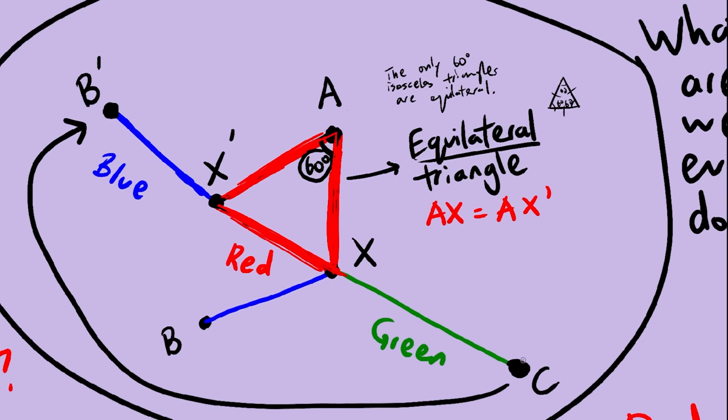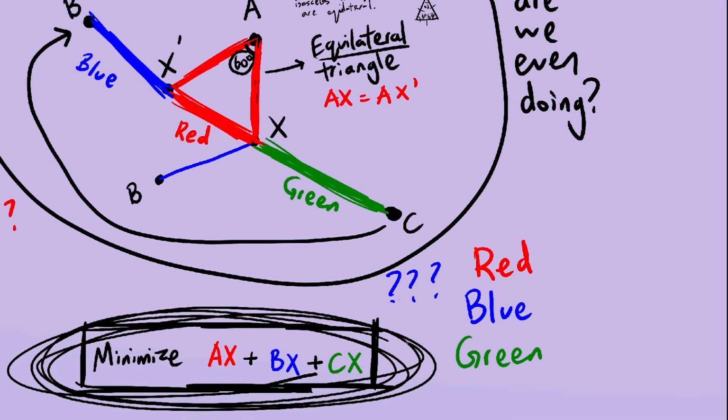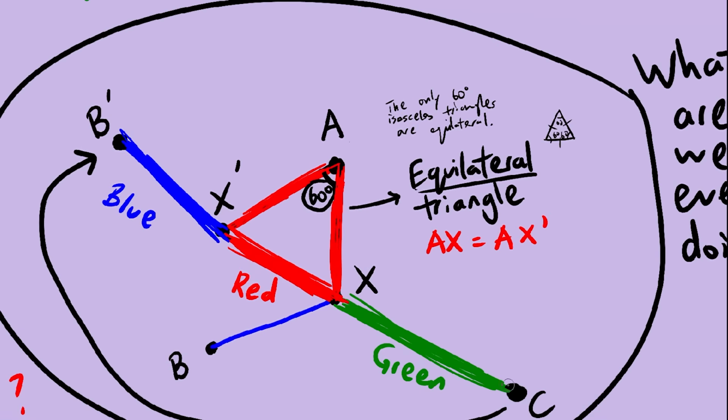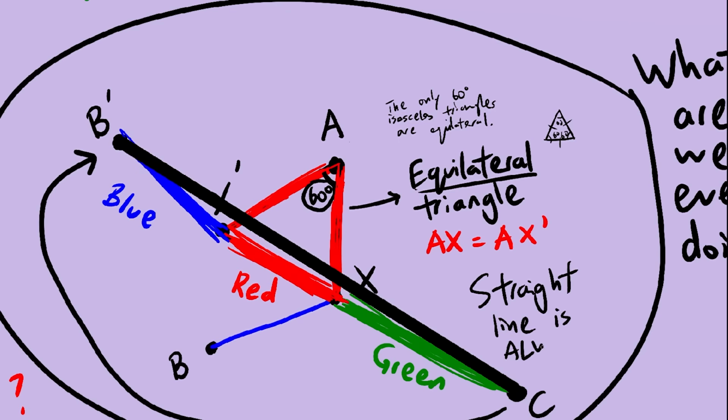But now, all 3 colors are connected into a path between C and B'. So, if you were to walk from C to B', you'd need to walk a length of green plus red plus blue, which happens to be what we're trying to minimize. But obviously, if you walked in a straight line, you would get there faster. A straight line is the shortest path.